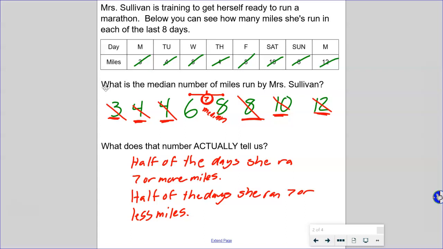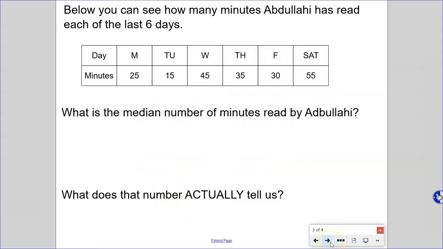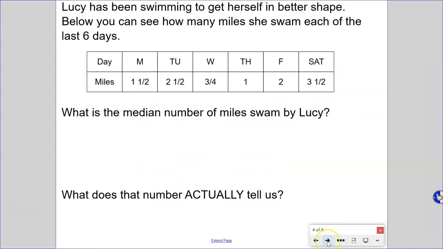So your job now is to go ahead and do 2 problems just like these. We have one more problem about Abdullahi reading because he loves to read. And then we also have another problem about Lucy who's been swimming. So you guys are going to be working to find the median, but then also explaining to me what that median actually tells us. Good luck with this, guys, and have a wonderful week.